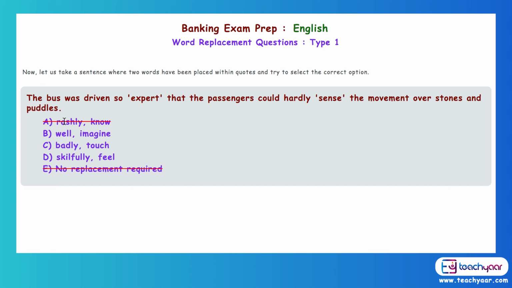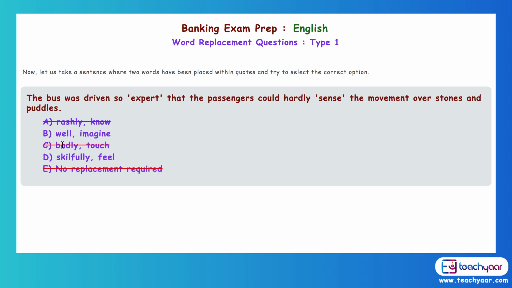We can, but then. Look at the second option, well. Now, well is okay because one of the synonyms for expert is somebody who does something well. So, the bus was driven so well. So, the first word is right. Let us look at option C. The bus was driven so badly. Badly is wrong because it's not a synonym of expert. So, we can delete option C. What about D? Skillfully. So, expert, somebody who does a job expertly and skillfully. So, that seems to be correct.